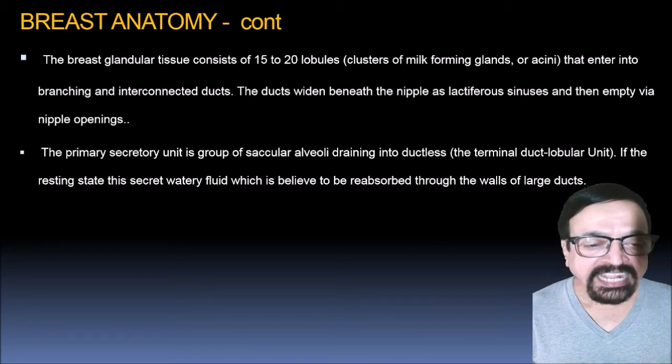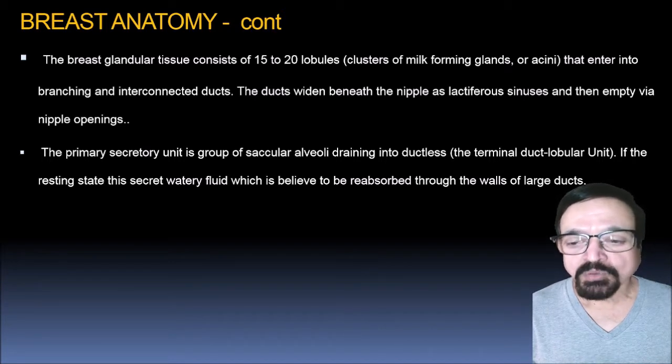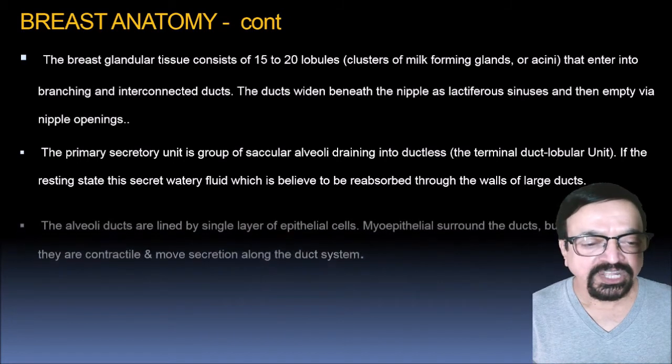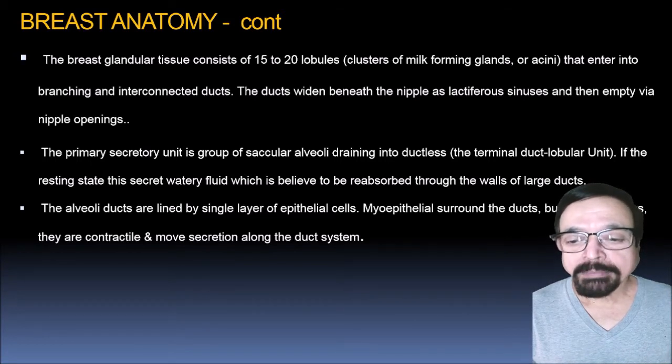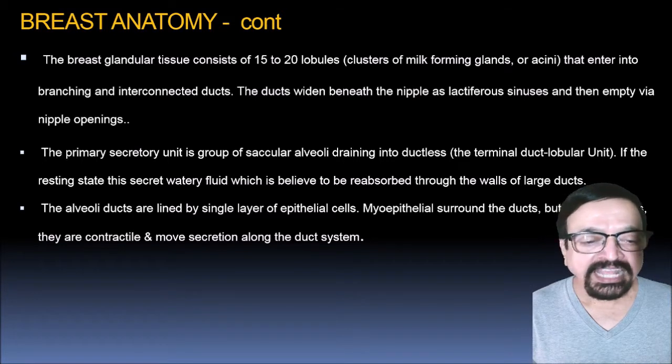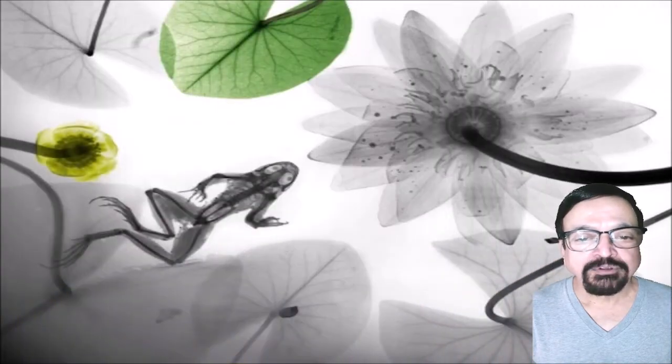In the resting state it secretes watery fluid which is believed to be reabsorbed through the walls of the large ducts. Now the alveoli and ducts are lined by a single layer of epithelial cells. Myoepithelial cells surround the duct but not the lobules. They are contractile and move secretions along the duct system. That's how the milk is drained from the glands up to the nipple.